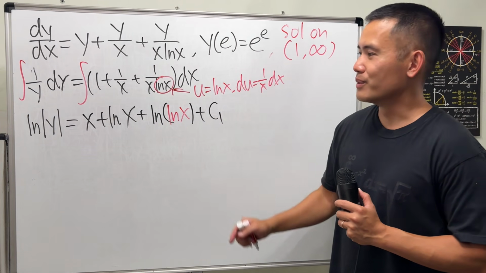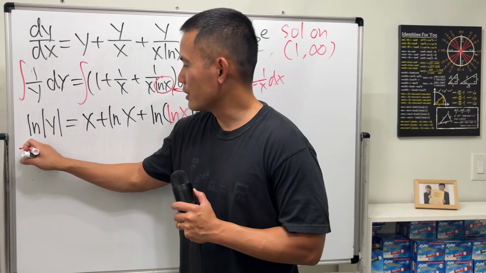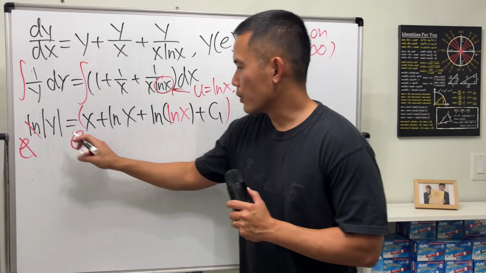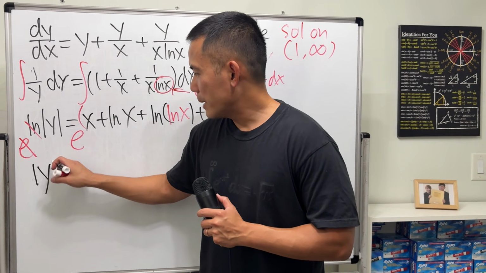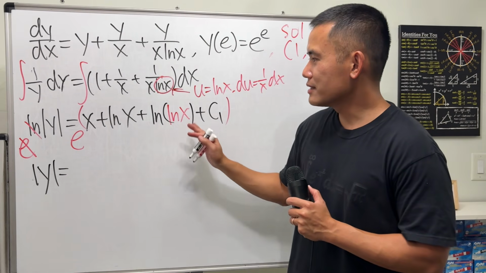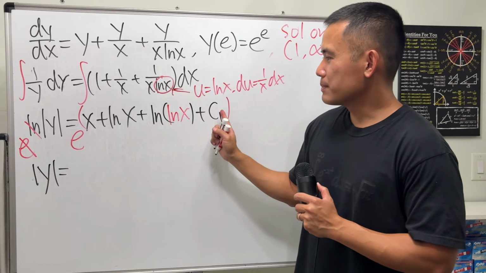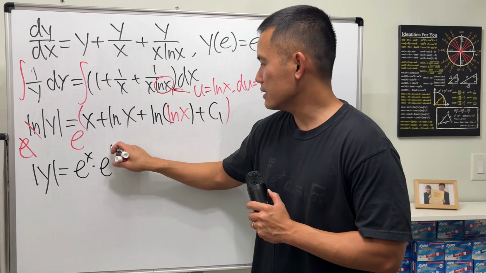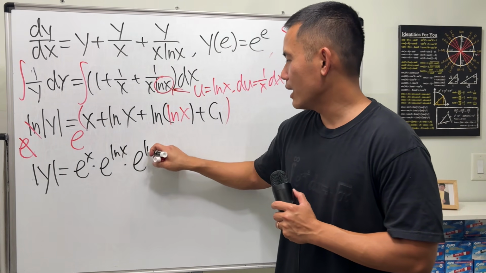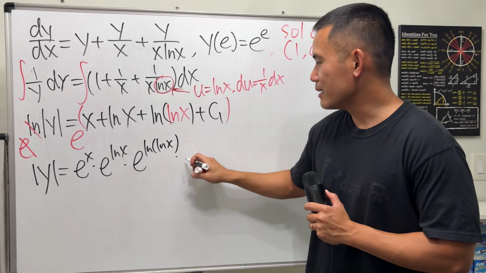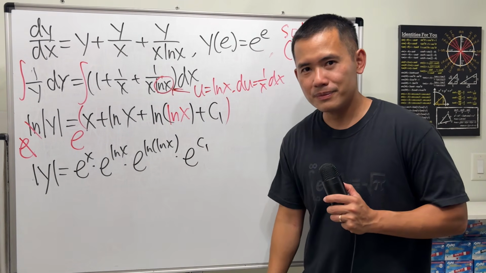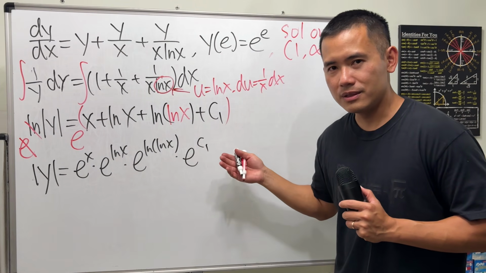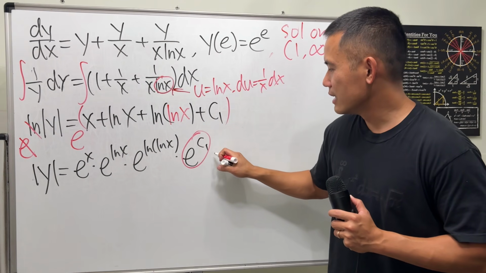Now, here we go. Firstly, right here we have to exponentiate both sides so we can get rid of the natural log. So on the left hand side, we have absolute value of y, and on the right hand side, they're adding in the exponent, so we just separate them. We have e to the x times e to the ln x times e to the ln of ln x, and then times e to the c1. C1 is a constant, e is a constant. A constant to a constant power is still a constant. Let's call that c2.